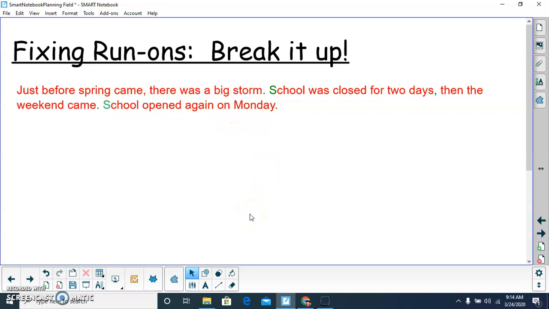Okay, so those are strategies for fixing run-on sentences or fixing fragments. Good luck, everybody.